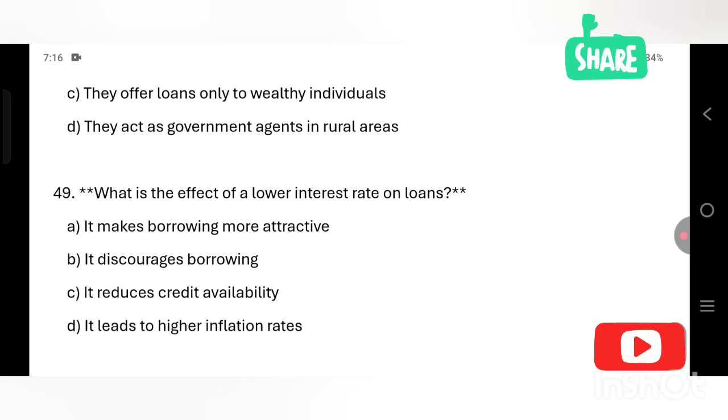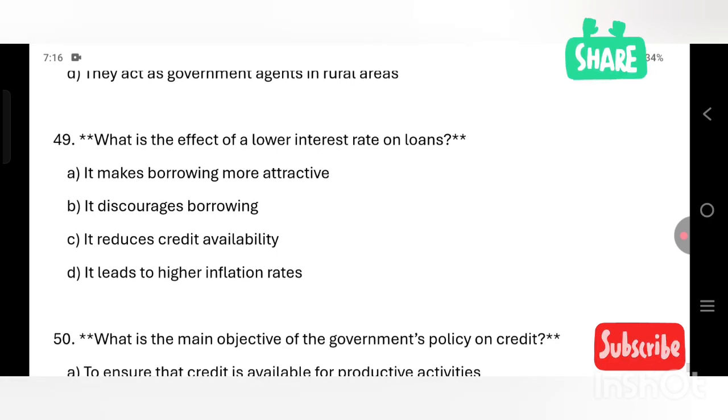Question number 49. What is the effect of a lower interest rate on loans? Option A, it makes borrowing more attractive. Option B, it discourages borrowing. Option C, it reduces credit availability. Option D, it leads to higher inflation rate. Option A is the correct answer. It makes borrowing more attractive.